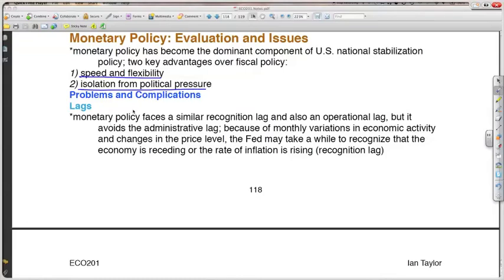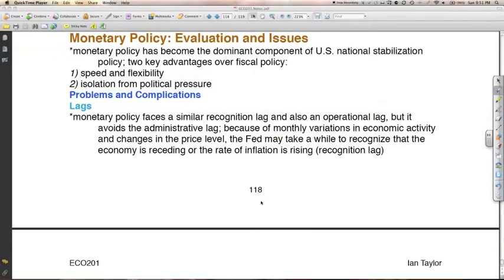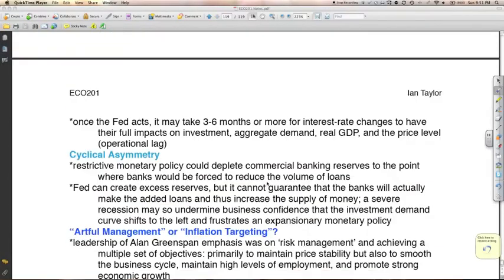But it does have some problems and complications. So first are the types of lags. So it does have a recognition lag and an operational lag. But like I said earlier, from its isolation from political pressure, it avoids this administrative lag. It still has a recognition lag because the monthly variations in economic activity are not seen until the end of the month or until that data becomes available. Same thing with the changes in the price level. Until we have that data, we don't know that the price level is actually changing. Thus, it's hard for us to recognize if we actually do have inflation.